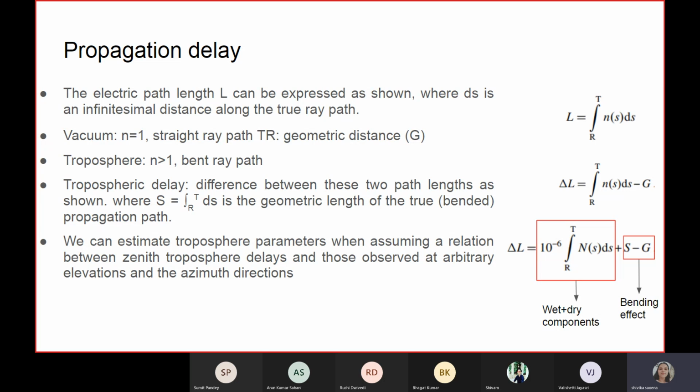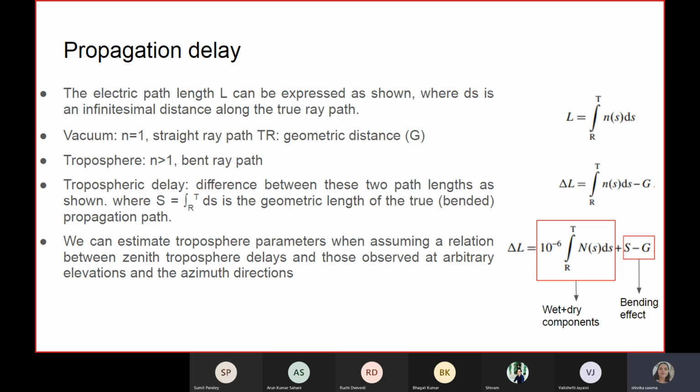What is capital G? If there was no atmosphere, small n, that is refractive index, was 1. If there was vacuum between the satellite and receiver, there would be no disturbance, no delay. Then the actual geometric distance between the satellite and receiver would be capital G. So the difference between the true distance traveled by the signal because of the atmosphere minus the actual geometric distance, this is known as the tropospheric delay.